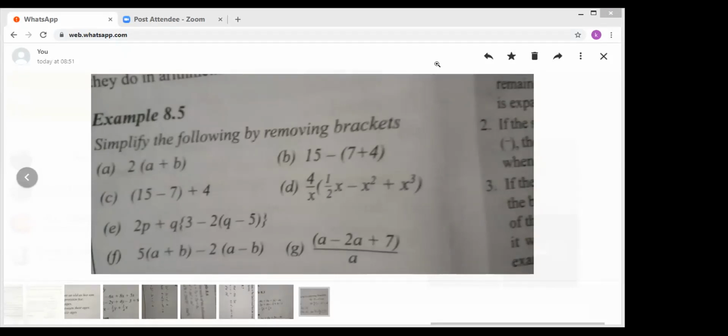Excuse me, Clarence, let me correct it. There's an error there. What is negative 2 times negative B? Oh yeah, I've gotten it. What is negative 2 times negative B? Thank you.